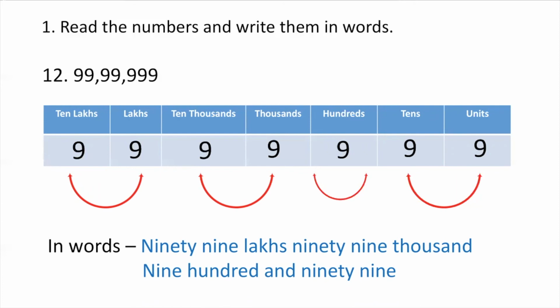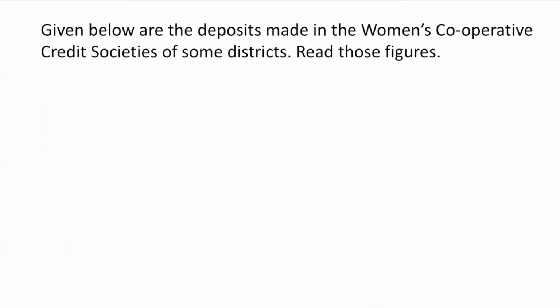Hope you have understood them well. See that you copy all these sums in your classwork book. Now let's begin with the second question. Given below are the deposits made in the Women's Cooperative Credit Societies of some districts. Read those figures. We are asked to read the figures.